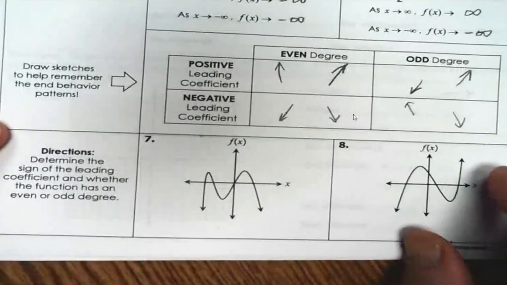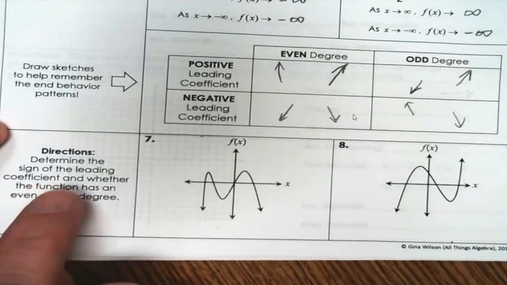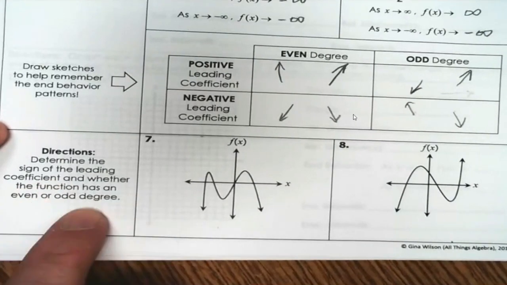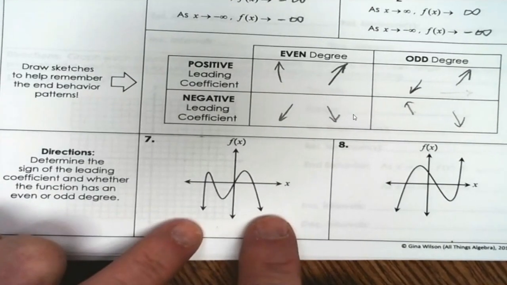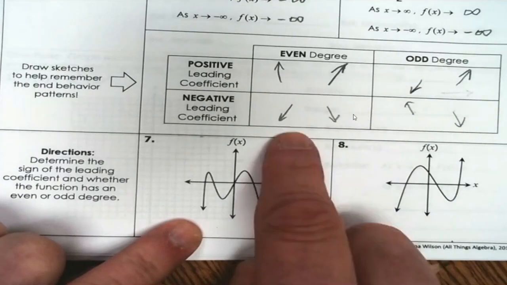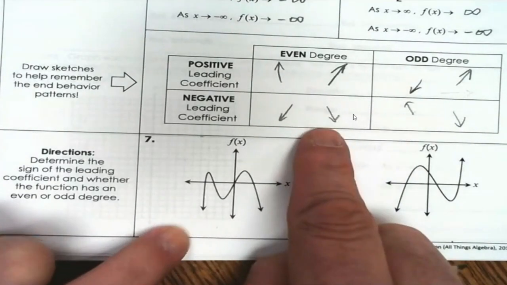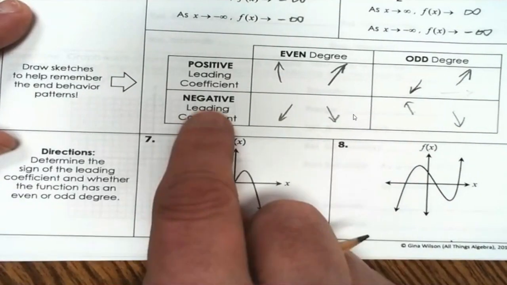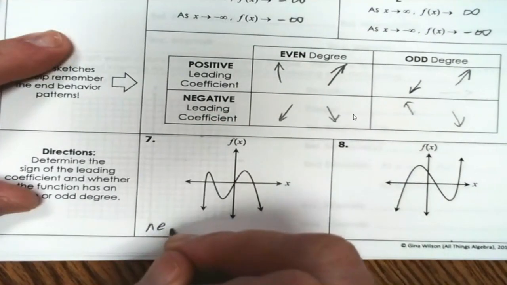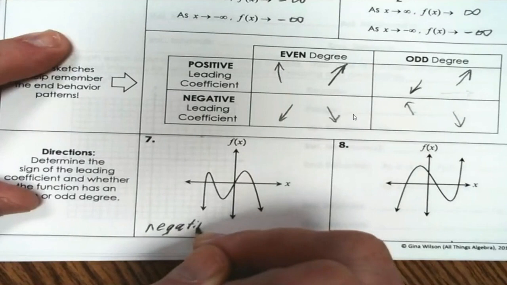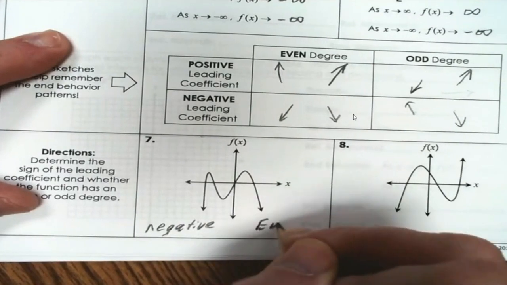So now they give us two little graphs down here. It says, determine the sign of the leading coefficient and is it even or odd? Okay, well, what do we see? We see both going down. So that tells us, according to our little cheat sheet, that's a negative leading coefficient and it's an even degree. It's negative and it's even.